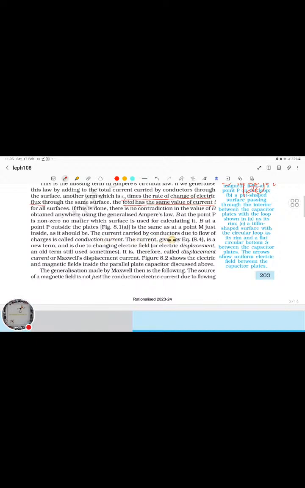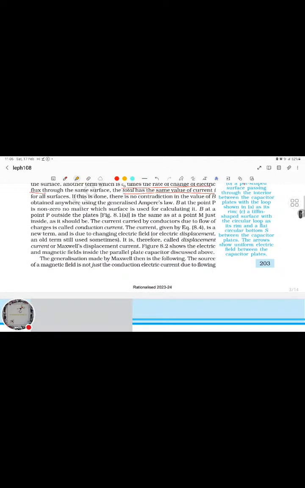So the current carried by conductors due to flow of charges is called the conduction current. The current given by equation 8.4 is a new term and is due to changing electric field or electric displacement. It is therefore called displacement current or Maxwell's displacement current. Generally, the current flowing due to charges is called conduction current. The current due to the changing electric field is called the displacement current or Maxwell's displacement current.